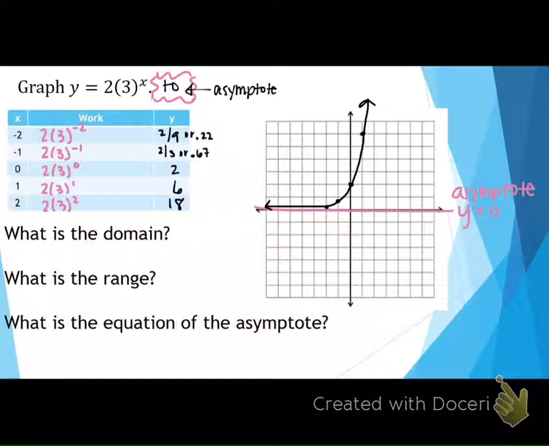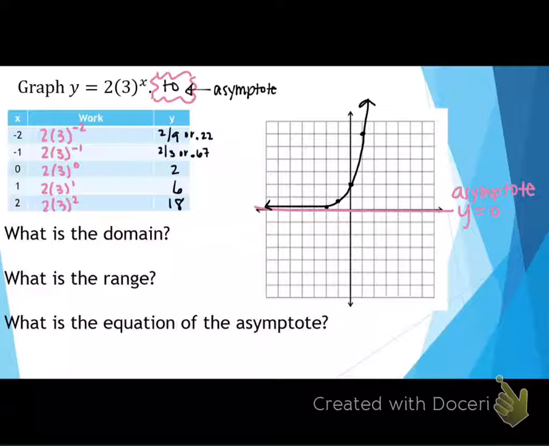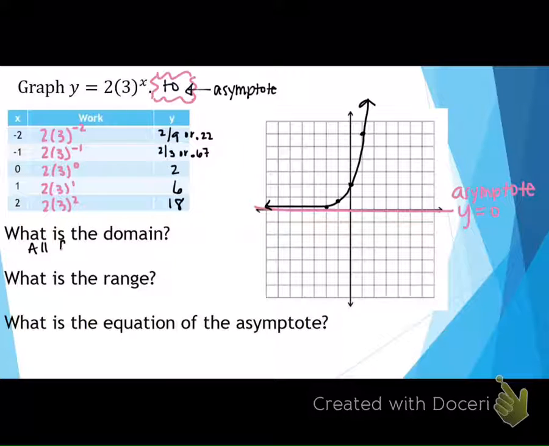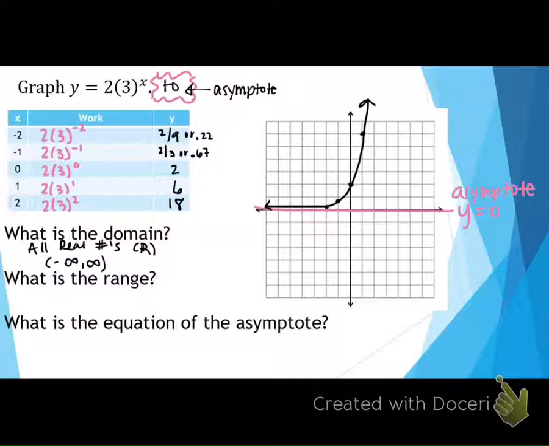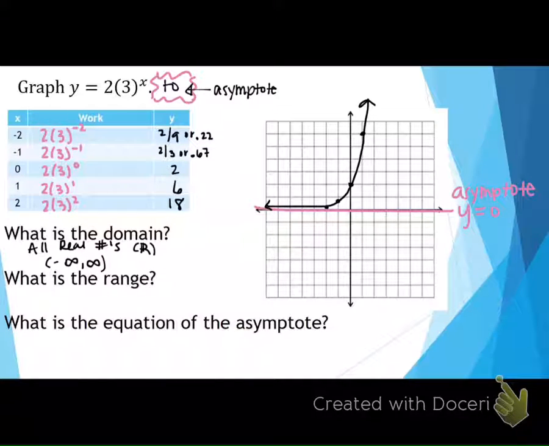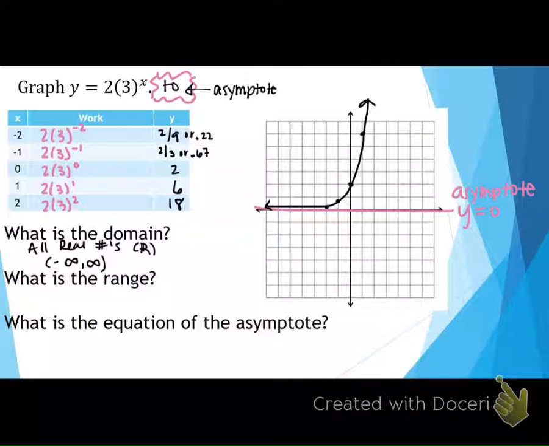All right, Josh. What's my domain? Domain is all real numbers. Is this an exponential? I don't believe so, but I'm not going to say 100% of the time. I don't think so, based on what I've seen. Okay.